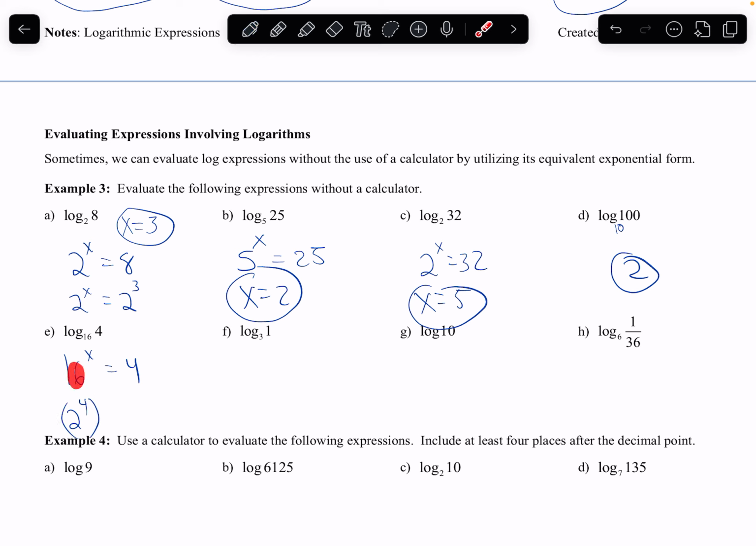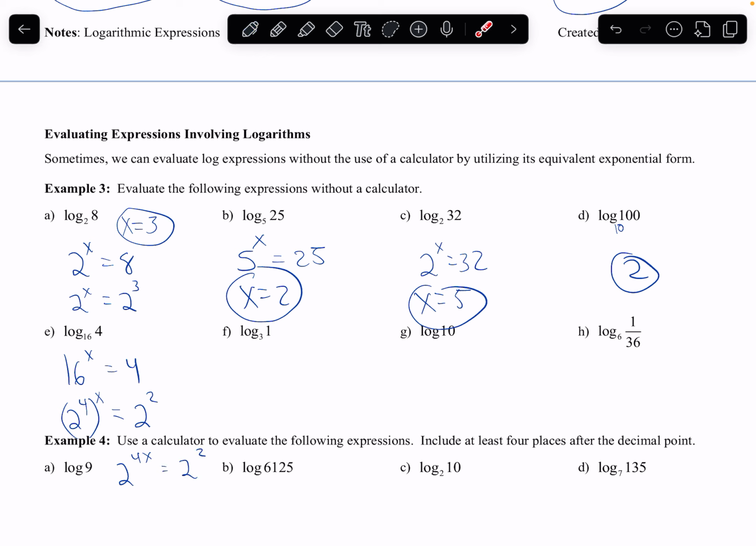That's 16. The 16 is being raised to the x, so I'm going to raise that to the x. Equals, and 4 is 2 squared. So now I have the same base on both sides. That's what I want. Remember, when you have a power to the power, you multiply them. So this is going to be 2 to the 4x equals 2 squared.